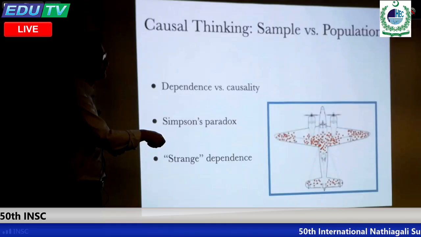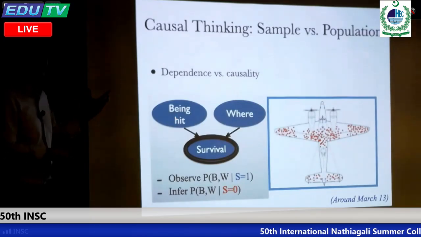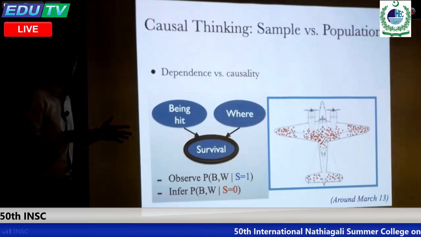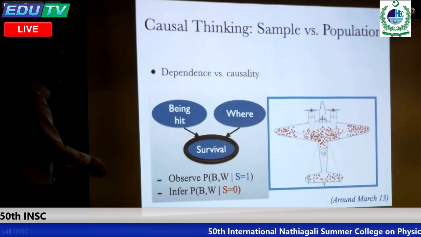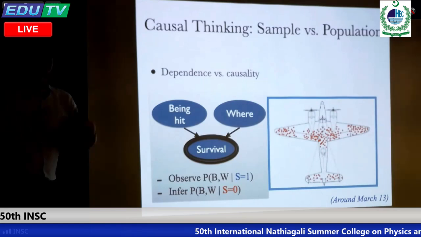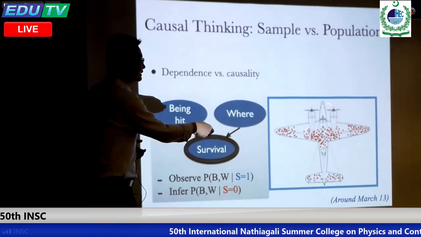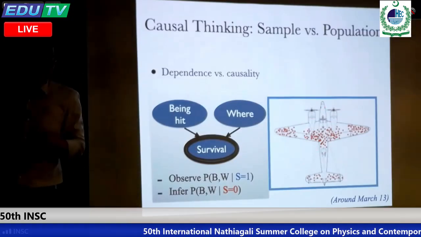Why? Because now we have a story: being hit and other factors are causes of survival. And you only observe the aircraft that successfully came back, right? Corresponding to survival equal to 1. And we try to infer what happened to the aircraft that failed to come back. Then, basically they got hit in those areas. Then we know we have to make a difference, right? Okay, good.